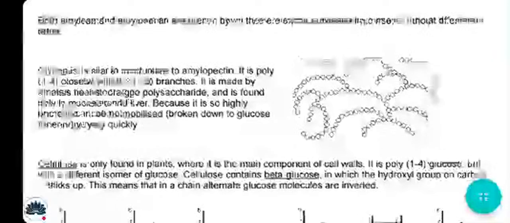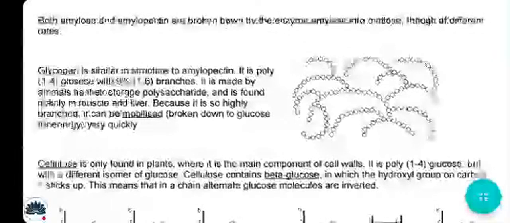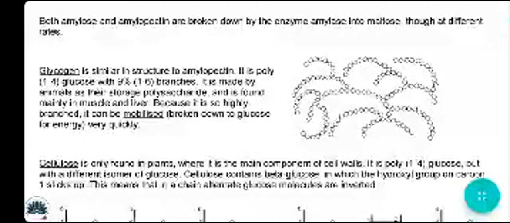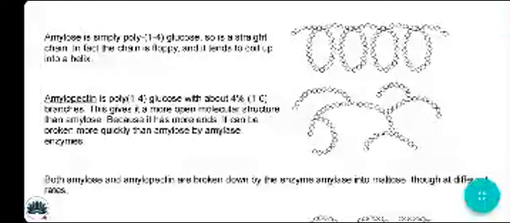Now we'll be discussing glycogen. Glycogen is similar in structure to amylopectin. It is poly 1,4-glucose linkage with 9% 1,6 branches. One more difference here is that amylopectin has chains and branches, while amylose does not have branches. It only has a chain.